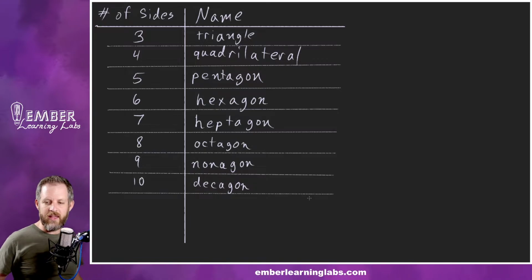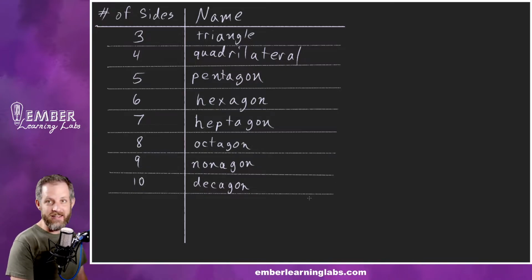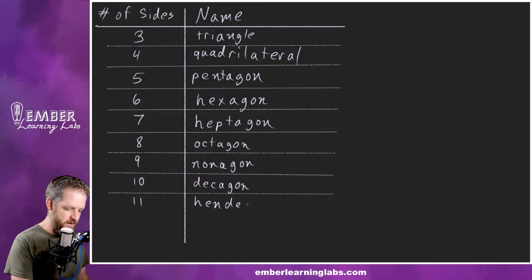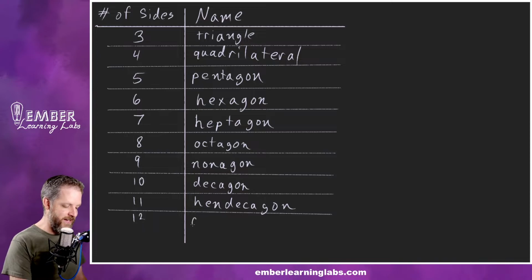11 is definitely one that a lot of people don't know. It is a hendecagon, like a bok, bok, bok hen, right? Hendecagon. And a 12-sided figure. We're almost through with this chart in case you're getting stressed out at this point. Don't worry, we're almost through with it. A 12-sided figure is a dodecagon.